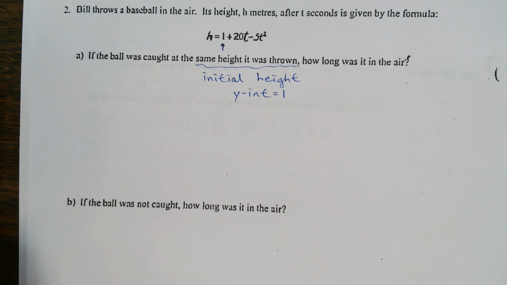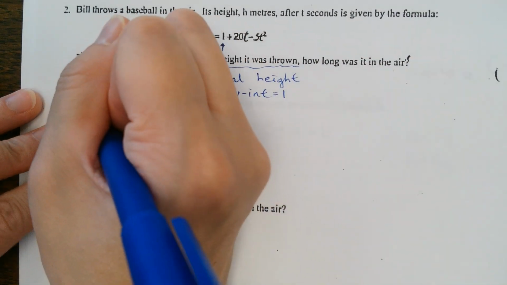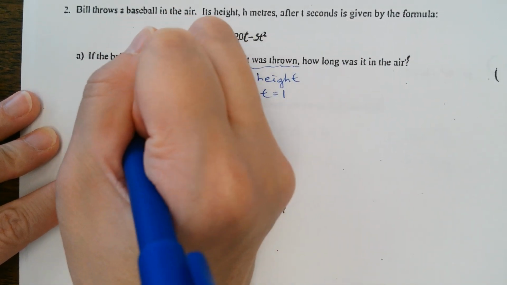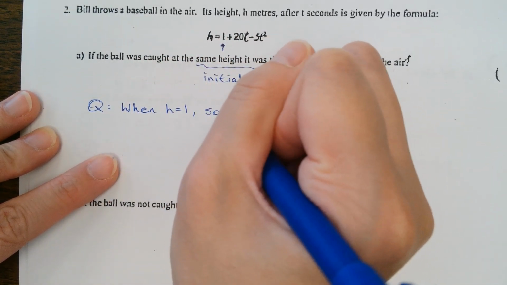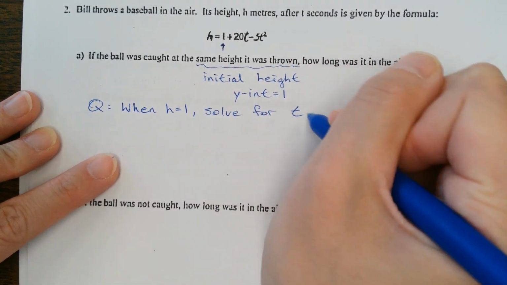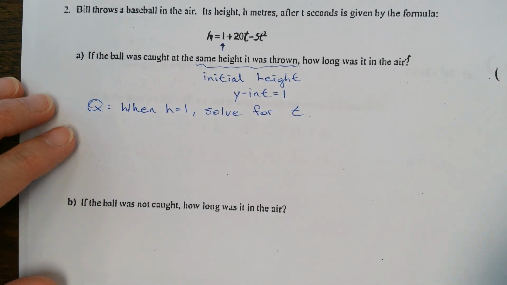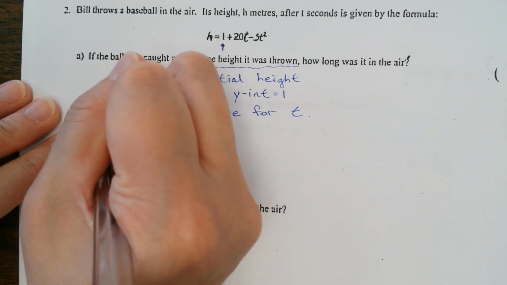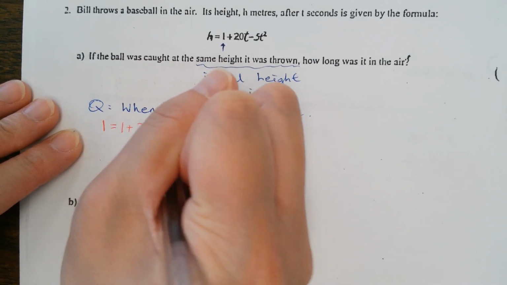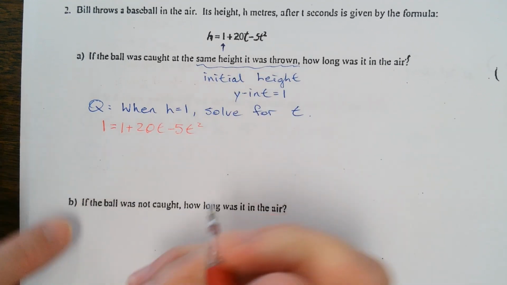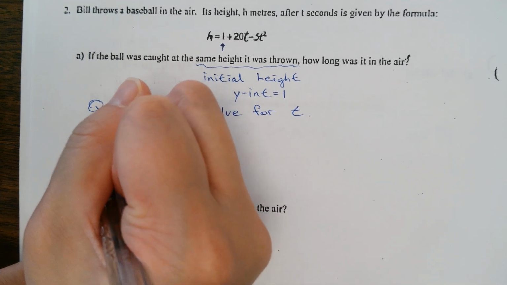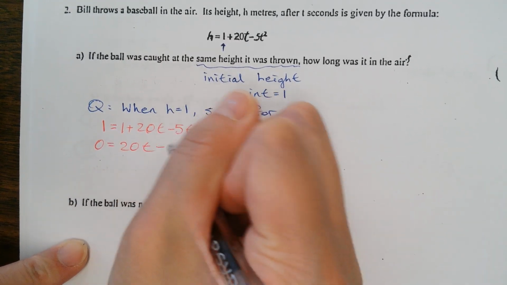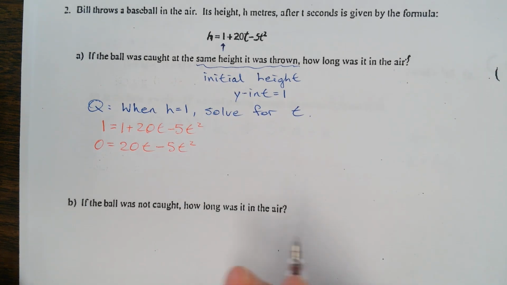What is t? Therefore the question is when h equals 1, solve for t. So sub in 1 in here. 1 equals 1 plus 20t minus 5t squared. When you move that 1 over to the other side, you get 0 equals 20t minus 5t squared. So now you're just solving for t. Easiest way, factoring.